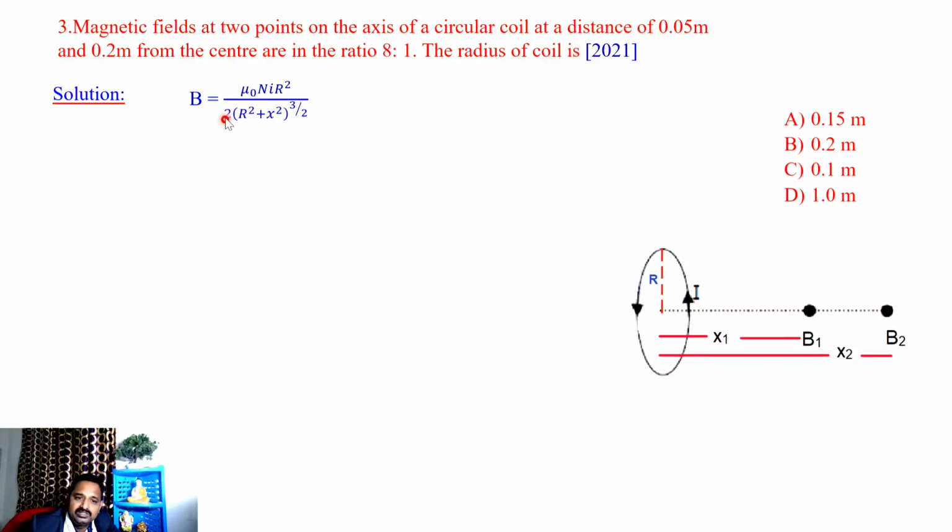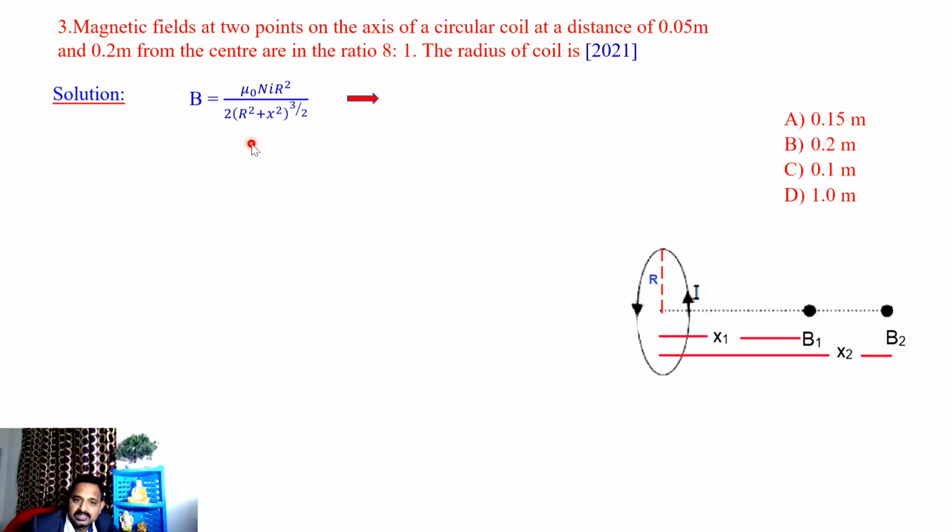In this given equation, N is constant, I is constant, mu naught is constant, R is also constant. What is variable here? x is the variable. We are calculating the strength of the magnetic field at 2 points, x1 and x2. So x is variable. So from this, if I write the proportionality relation, what will I get?